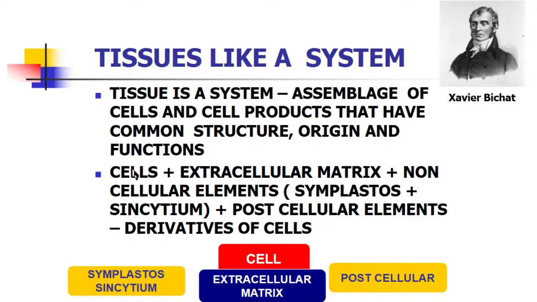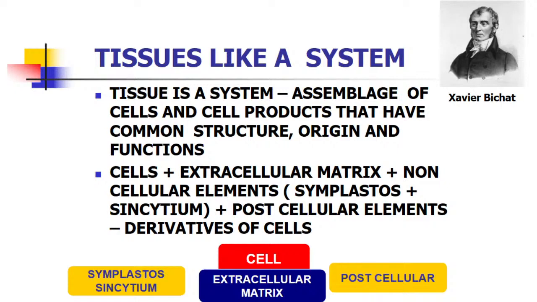For example, the extracellular matrix ordinarily contains ground substance and fibrous components. Another part is the non-cellular elements: symplast, syncytium, and post-cellular elements, which are ordinary derivatives of cells. What the symplast and syncytium are, we will discuss later.